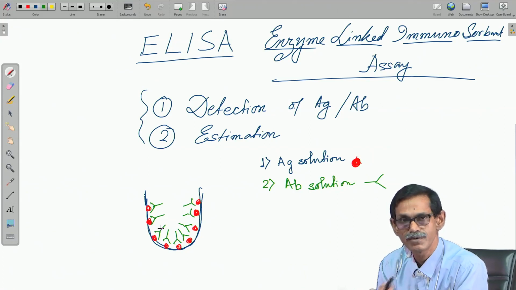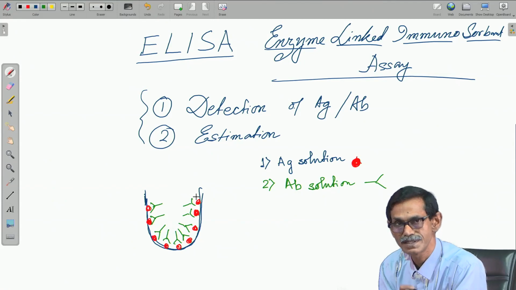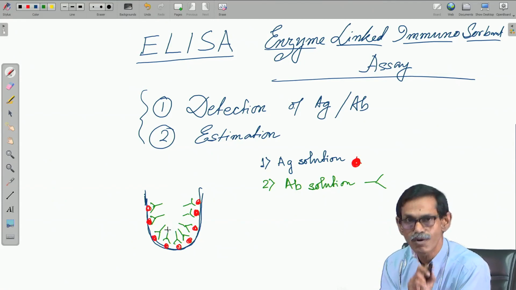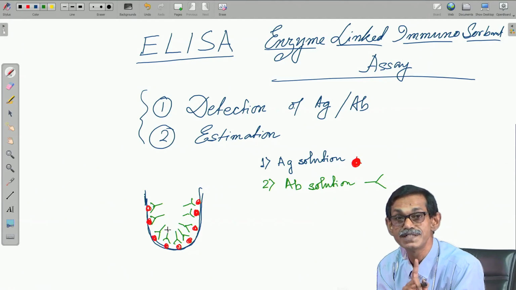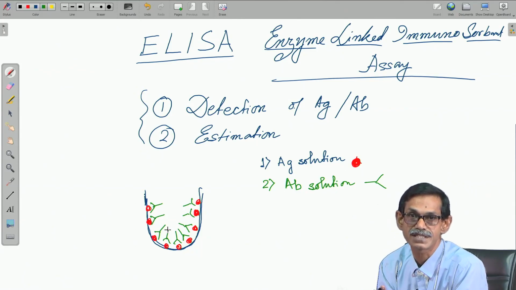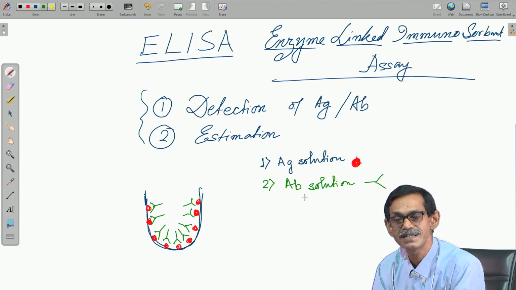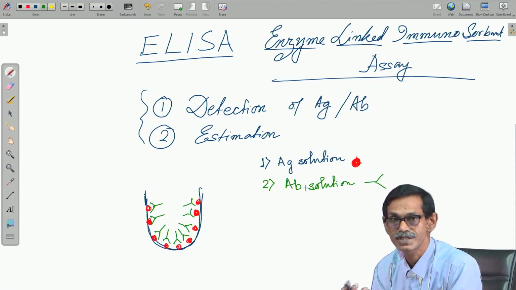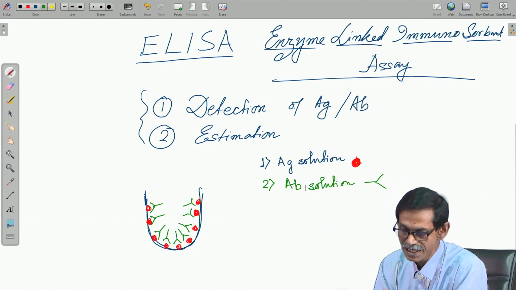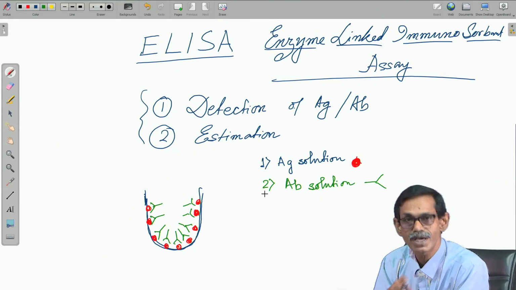You incubate for some time, then wash out. Now this is the condition, and you cannot see it clearly because it is colorless. Now there are two possibilities. We have to detect whether antibody is there or not, because basically we are just seeing a plastic. The antibody solution I added may or may not have antibody, because that is what we are going to test. Second, if it is there, how much is there. So then we have to detect.